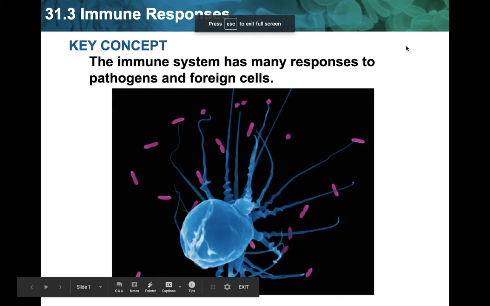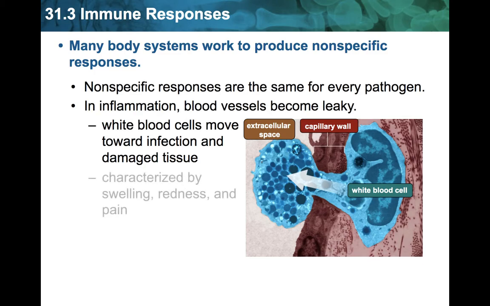The immune system has many responses to pathogens and foreign cells, so let's get into some of those immune responses. Many body systems work to produce non-specific responses. So what are these? These are the same for every pathogen. In inflammation, blood vessels become "leaky." White blood cells move towards infection and damaged tissue. It's characterized by swelling, redness, and pain.